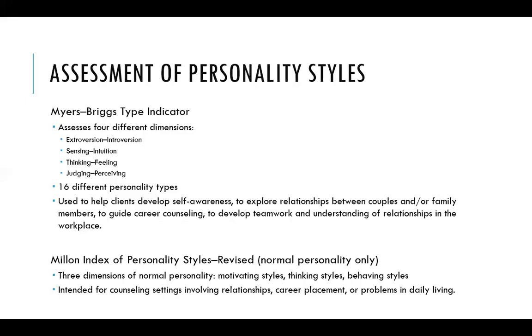Another personality assessment that would fall under this category would be the Millon Index of Personality Styles. So this is for normal functioning personality only, right? The previous Millon assessment was for psychopathology, so often looking for that diagnosis. But this one is specifically looking at understanding personality styles. This assessment theorizes that there are 3 dimensions of normal personality. So it looks at motivating styles, thinking styles, and behaving styles, right?